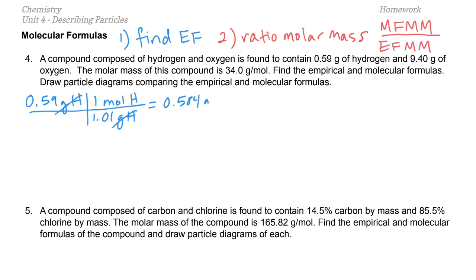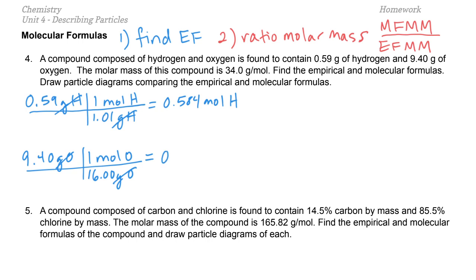0.584 moles of hydrogen. And remember, sig figs are not important on this particular scale. You don't want to round too much because you don't want to mess up your answer, but there's no sig figs in the final answer. And then we have 9.4 grams of oxygen. And oxygen is 16 grams per mole. And that gets us 0.587 moles of oxygen.